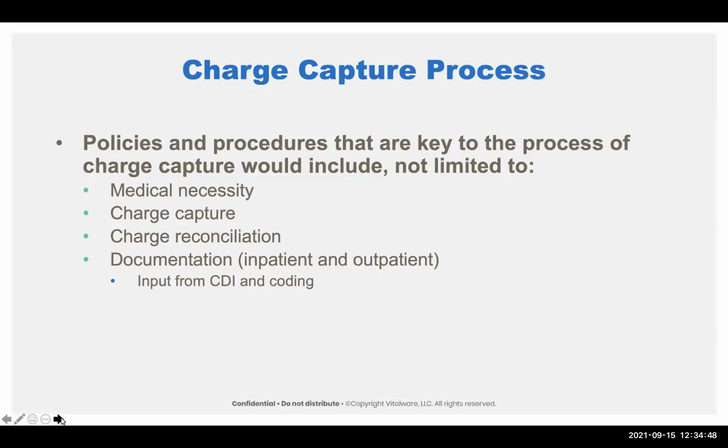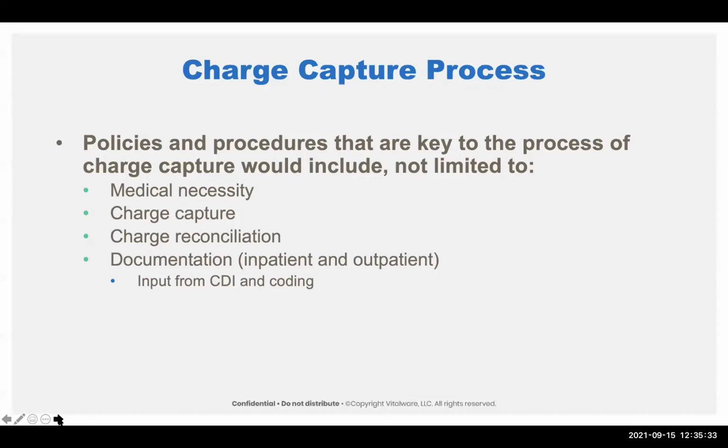Charge capture process policies and procedures are key to processes for medical necessity. So are we doing medical necessity ABN at radiology, or are we just missing that a lot? Charge capture, charge reconciliation. I saw one the other day that the patient had charges and credits 10 times on one charge. So you want to see what happened there. Is that a systems issue? Is that a person issue? Why did it happen? We saw quite a number in a couple of days, and they actually had a systems upgrade that caused it.